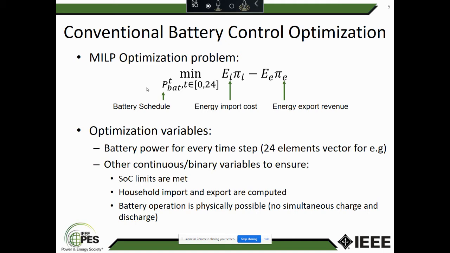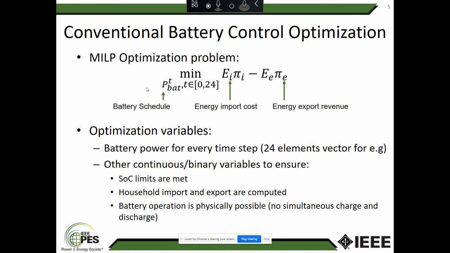So if we have 24 hours, with a 1 hour time step for one day, then we will have a schedule of 24 elements in the vector that represents the battery power. So the optimization variables are the power of the battery at every time step, as I just mentioned, which is basically a vector of 24 elements.